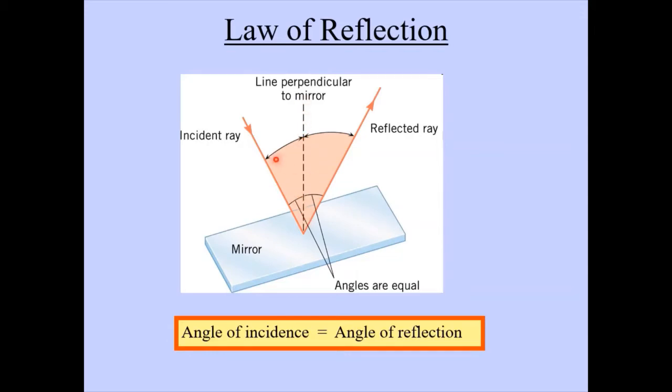So let's say in this example here, this angle is 25 degrees. Well, the law of reflection tells us that this reflected ray, which bounces off the mirror, also has an angle of 25 degrees. This is the angle of reflection on this side.